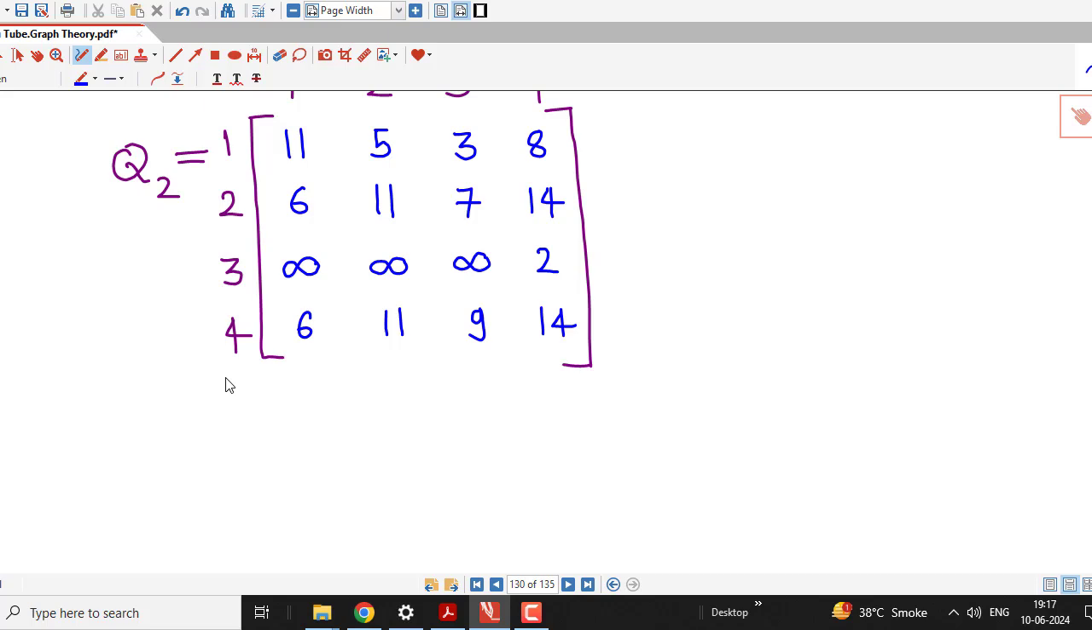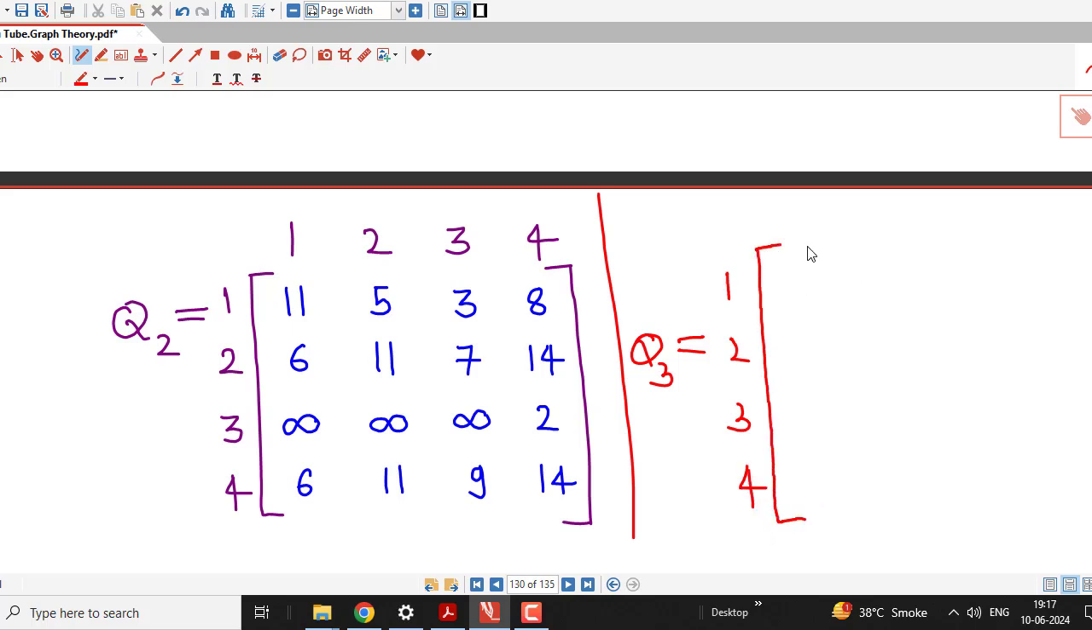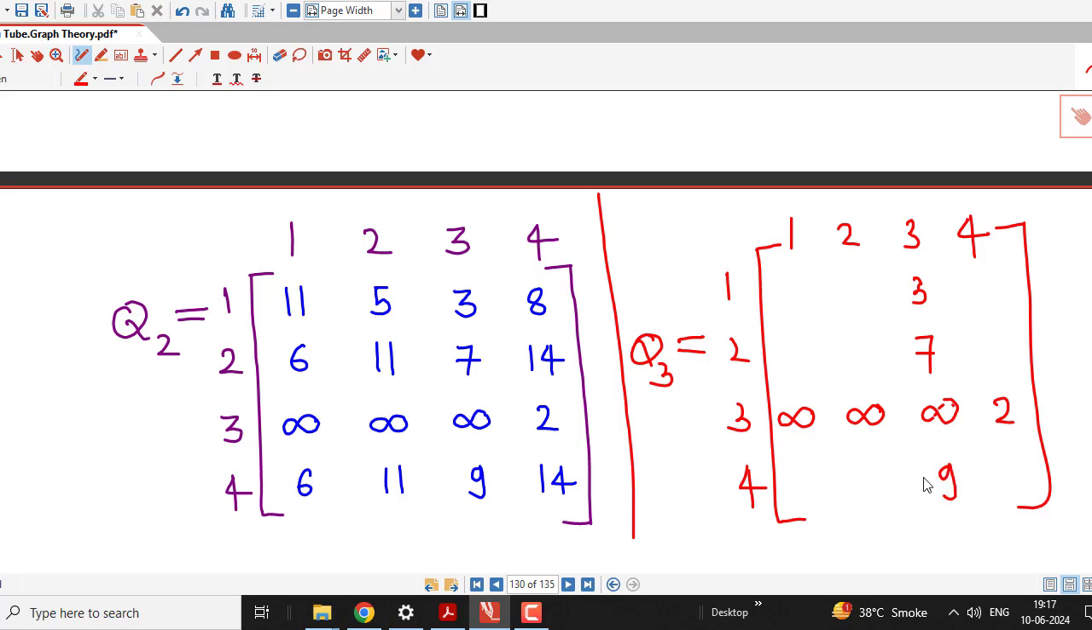Now we have to repeat this for q3. If I am writing q3, then I have to repeat the third row and third column of q2 as it is. Here I am writing a few entries of q3. So I will repeat the third row and third column of q2. The third row is 3, 7, infinity and 9, and the third column is 3, 7, infinity and 9.